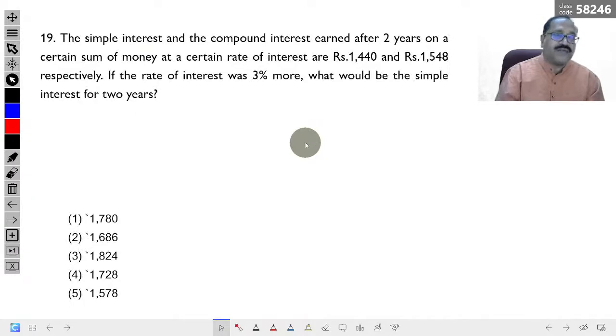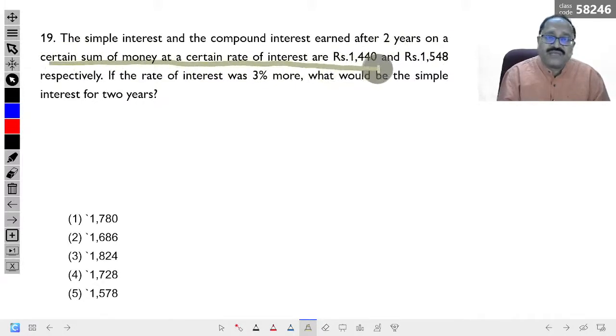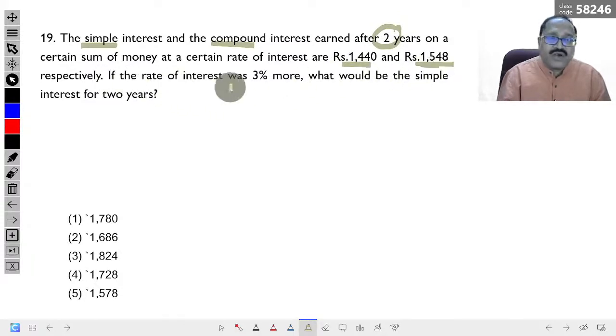Come on, let's come to this question. What is this all about? The simple interest and the compound interest earned after 2 years on a certain sum of money at a certain rate of interest is rupees 1440 and 1548. Simple interest and compound interest for 2 years both. This is simple interest and this is compound interest. If the rate of interest was 3% more, what would be the simple interest for 3 years?